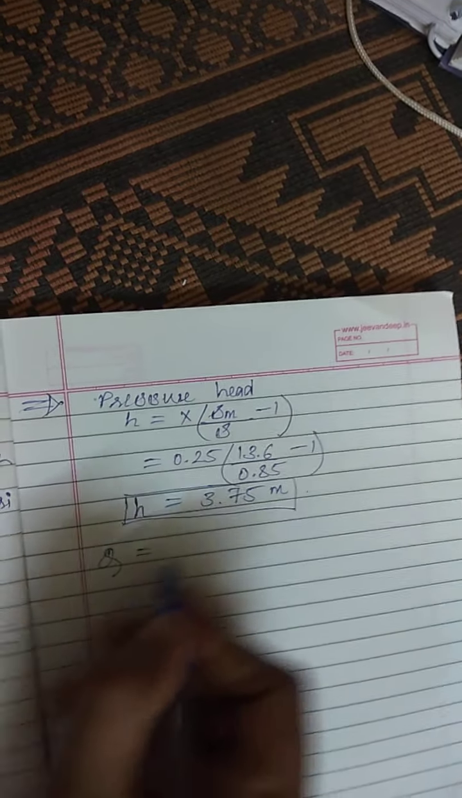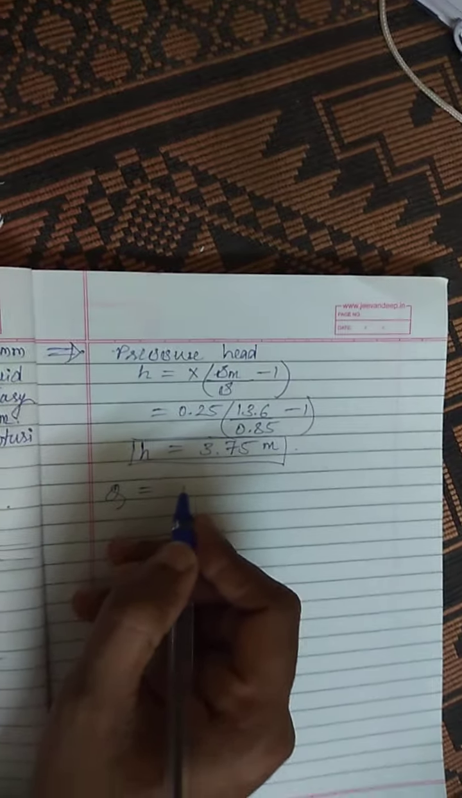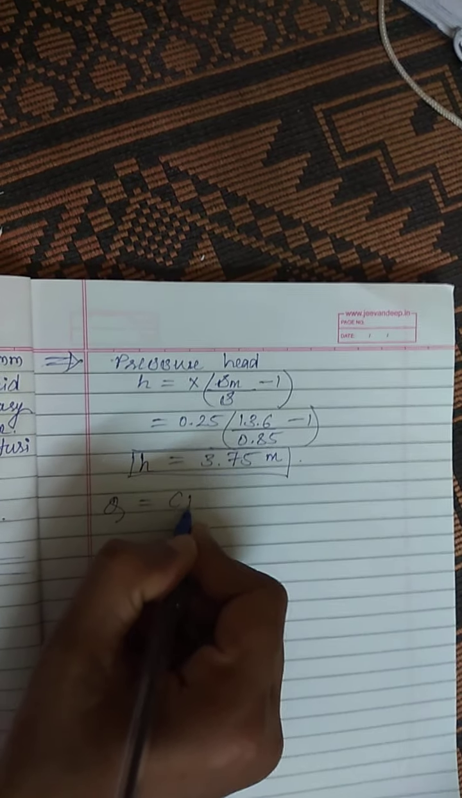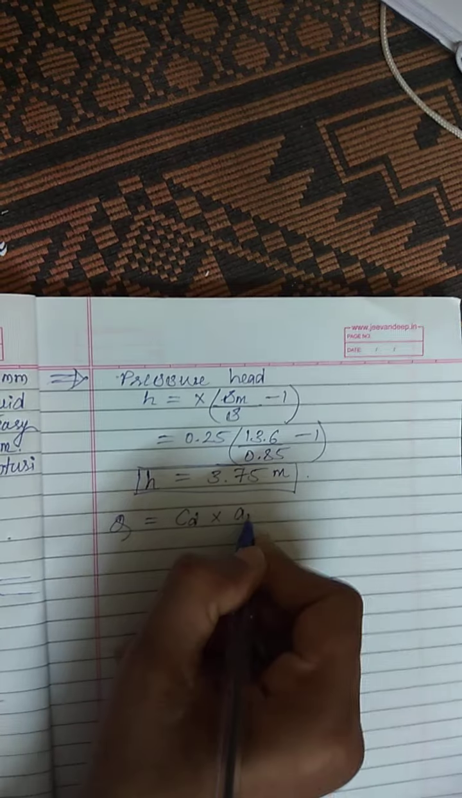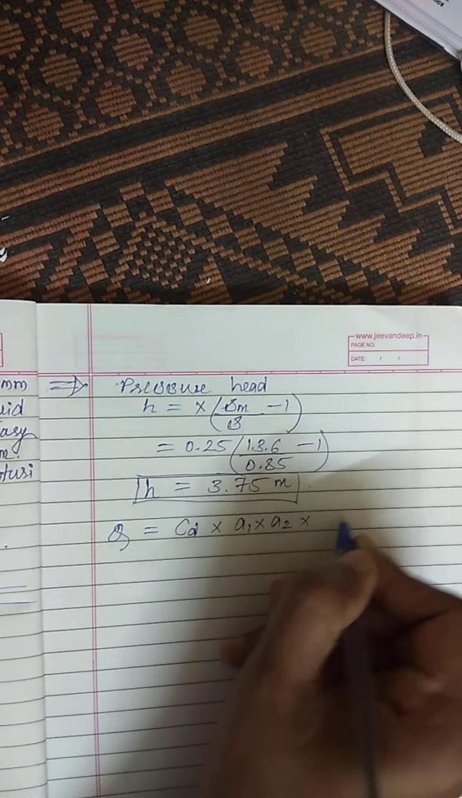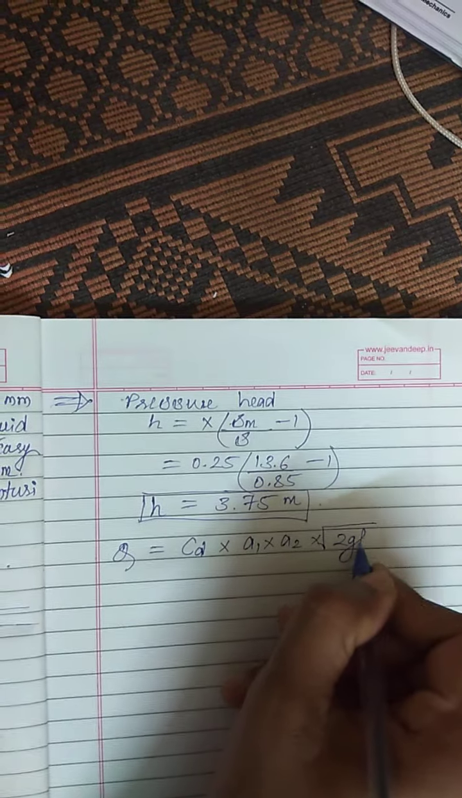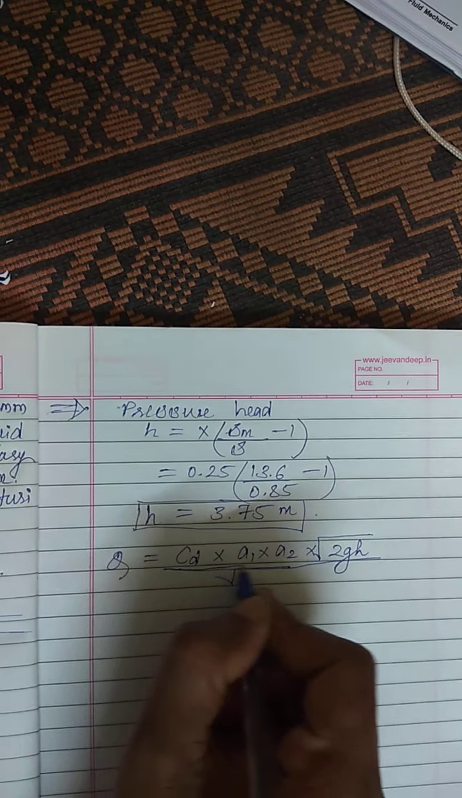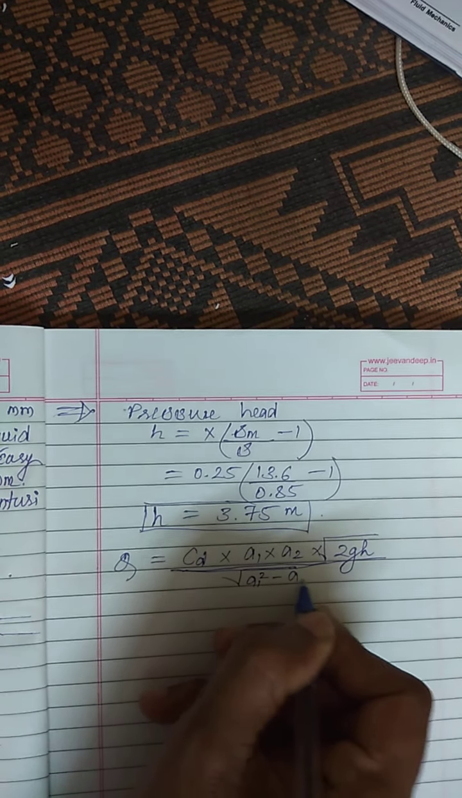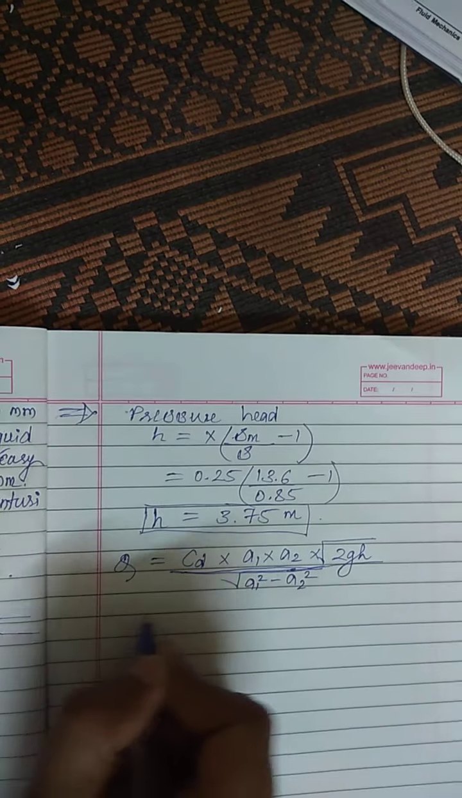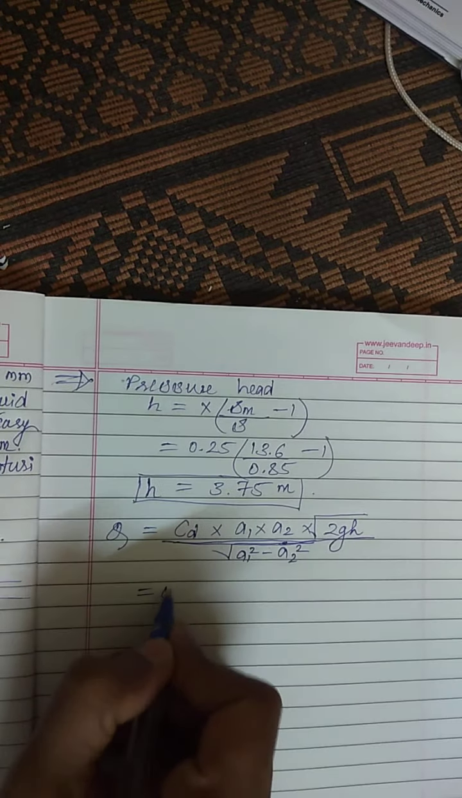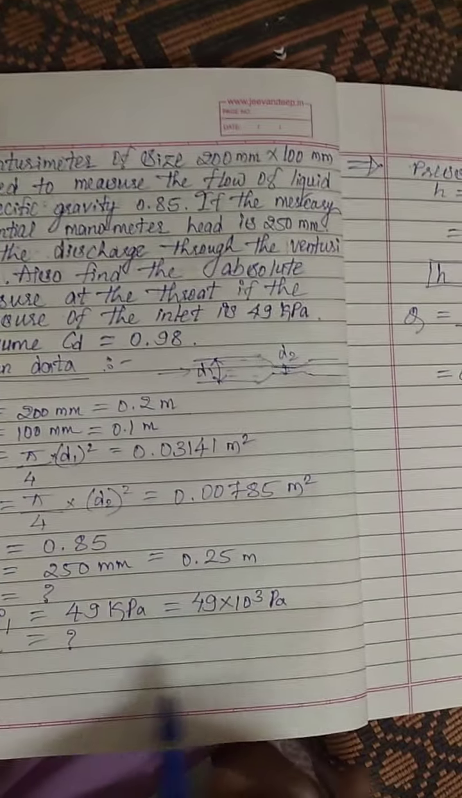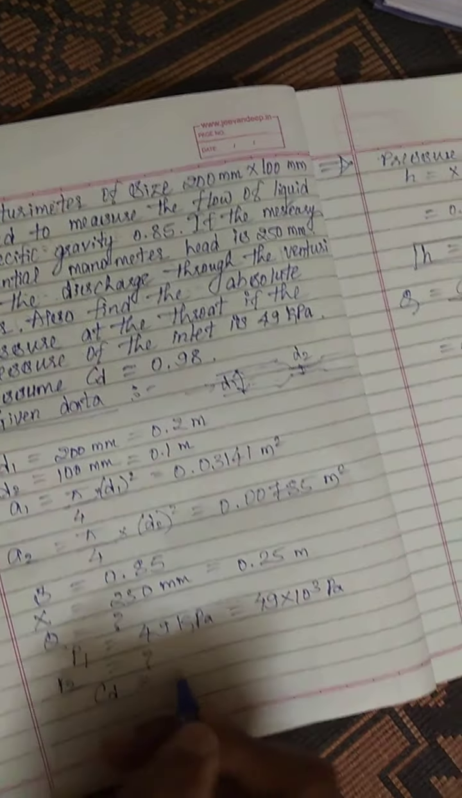Next, we need to calculate discharge Q. From the Venturimeter derivation, the discharge formula is coefficient of discharge into area A1 into area A2 into square root 2gh, the whole divided by square root of A1 square minus A2 square. Here we can put in the values. The coefficient of discharge they have given is 0.98.